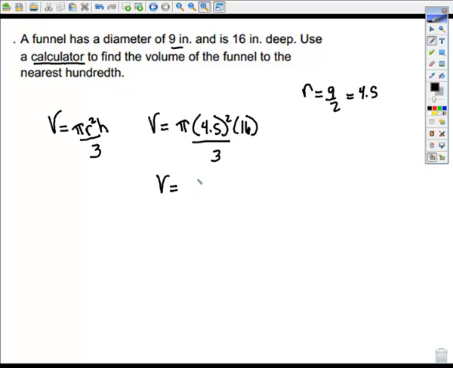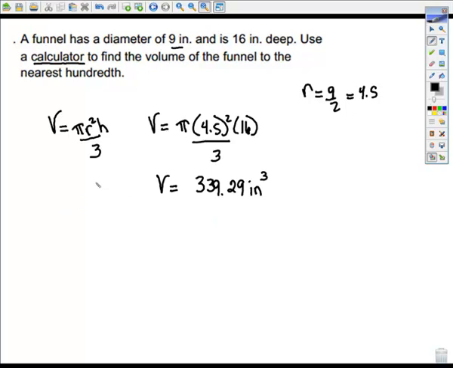And to the nearest hundredth, this is 339 and 29 hundredths inches cubed. Okay, that is it as far as notes are concerned.